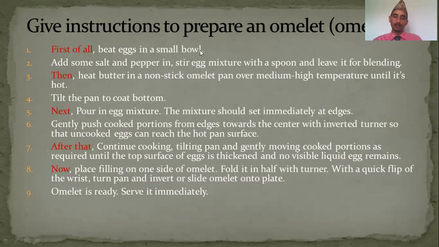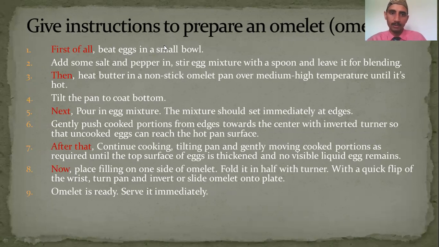So what I told you before. Okay, first we can write in a point-wise way, giving the numerals. Second, linking words can be used, followed by proper punctuation, comma, full stop, okay, whatever is needed. And next, an imperative sentence means your sentence is an order or command, or begins with verb 1. Okay, beat eggs in a small bowl, add some salt and pepper in, stir egg mixture with a spoon and leave it for blending. Blending means mixture.